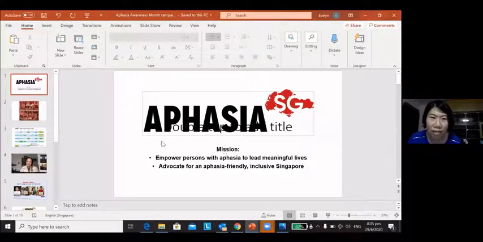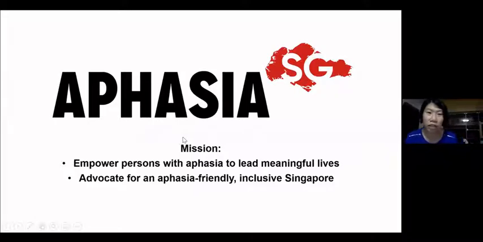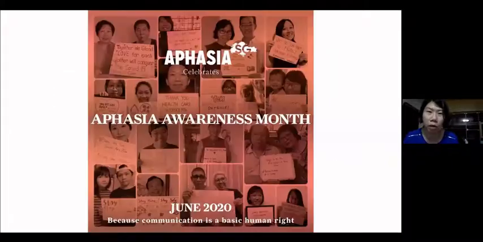Right. So this is us. Like I mentioned, our mission is really to empower people with aphasia to lead meaningful lives. That's through our community activities, to give them a safe space to socialize. And we also want to advocate for an inclusive Singapore. So this whole online thing has been a steep learning curve for us.